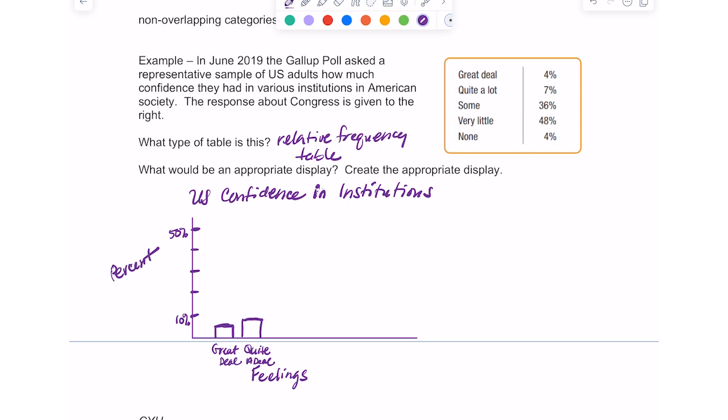And then I've got some, which is 36%. Okay, so I know that this is 10, 20, 30, 35, 36, so it's going to go like right about there maybe. Okay, and that's some. And then I've got very little, which is 48%.